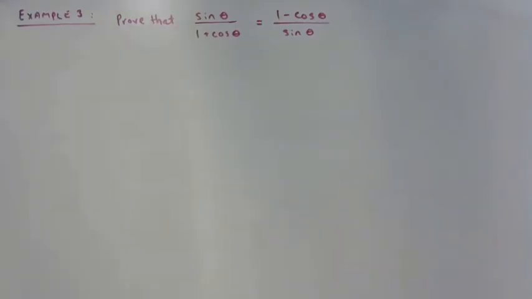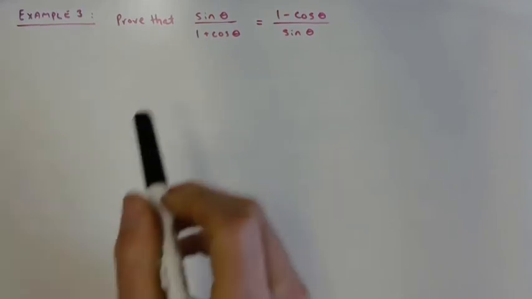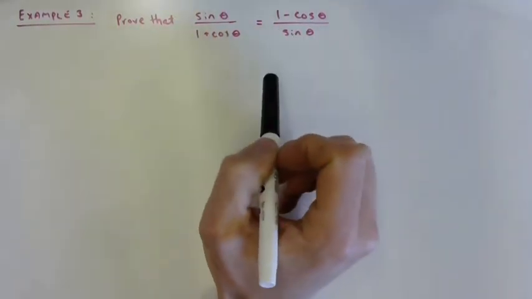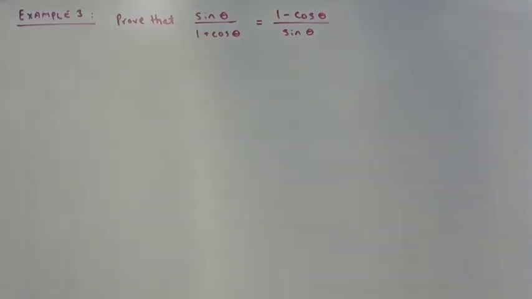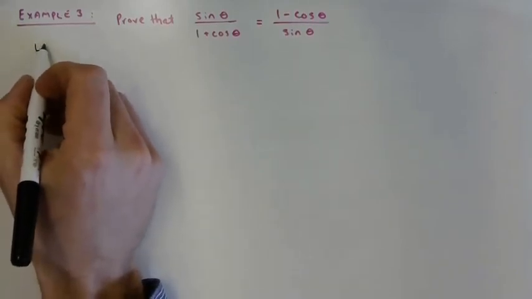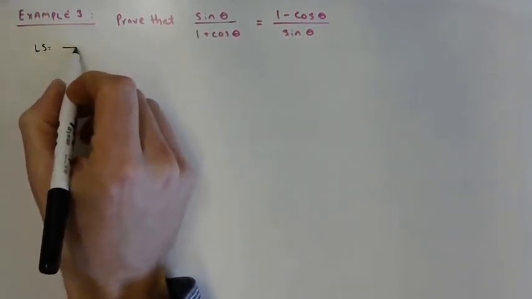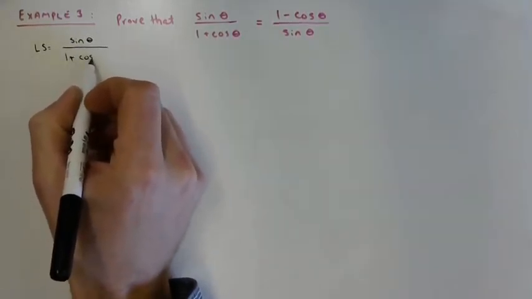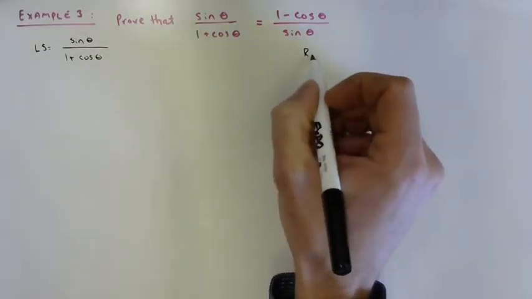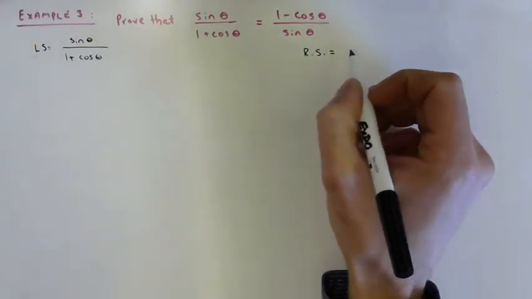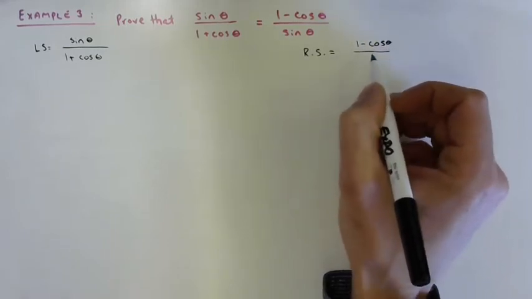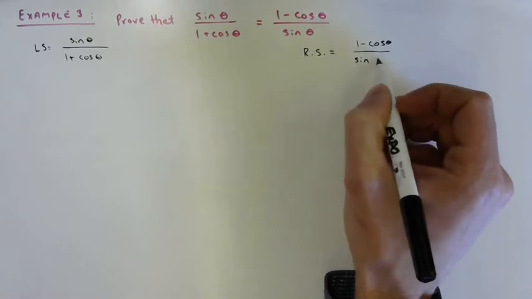Okay, example 3, we have a trig identity with a rational expression. A rational expression just means you're in a fraction situation. You've got a numerator and a denominator. So first thing we're going to do is set this up, left side, right side, proper format. Left side is sine of theta over 1 plus the cosine of theta. And right side, way over here, give yourself some space, is in the numerator 1 minus the cosine of theta over the sine of theta.